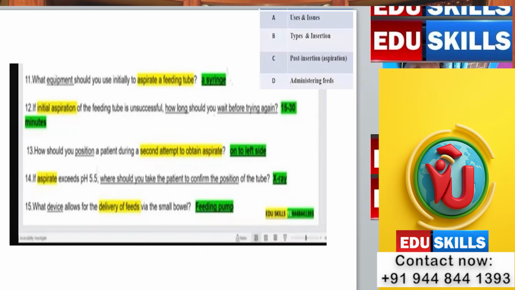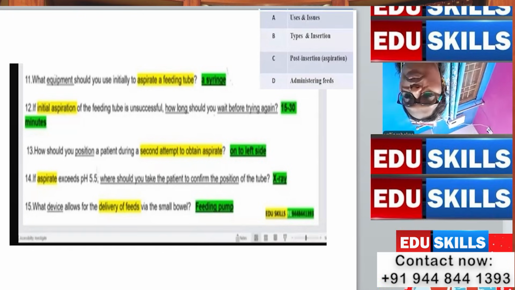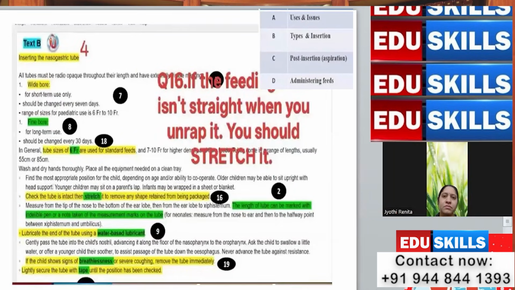Thank you, Ranjani. You have clearly explained about 11 to 15 questions with the using of hedging words, how to find the answer. Thank you. Next, 16 to 20 questions this will be discussed by Jyoti. Jyoti, please.